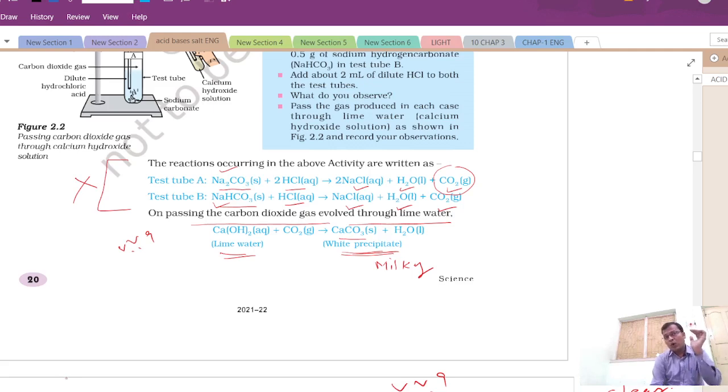They just want to know whether you have gone through the NCERT book or not, whether you have taken the concept of the chapter of the NCERT or not. So please remember that when a metal carbonate reacts with an acid, then carbon dioxide gas is formed. This is very important. You can see it in your sample paper.